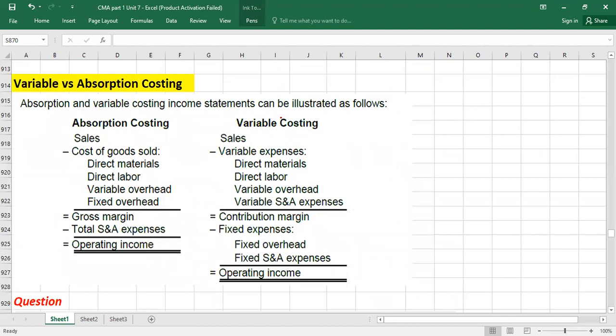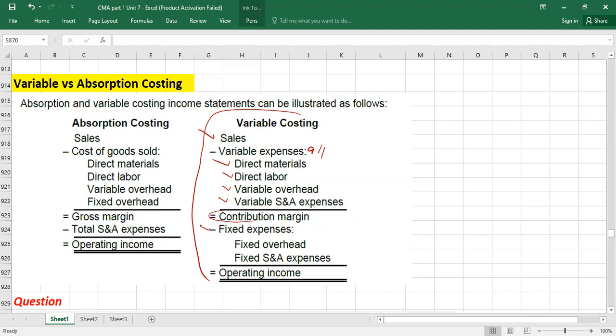This is what I told you. In MCQs, you will follow this format. Because in MCQs, most of the time, he will tell you only the sales value, and you will deduct all variable costs. All variable means what? Direct material, direct labor, variable overhead, variable selling and administration expenses. This is called the contribution margin.